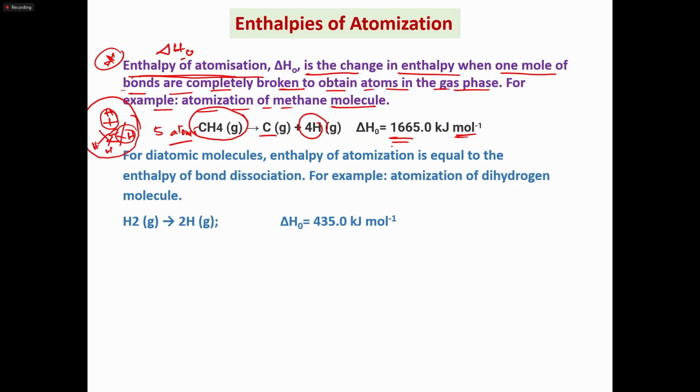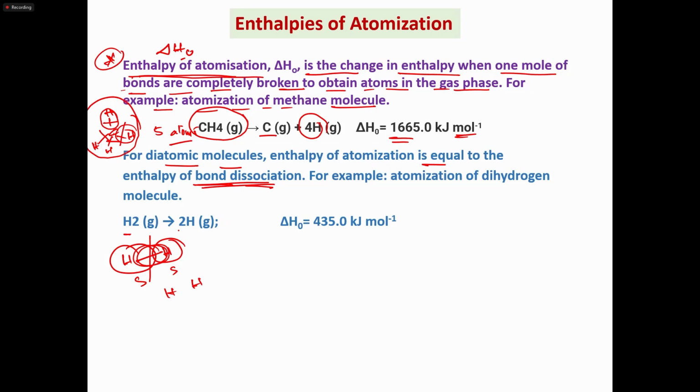Similarly, we can say the same for any diatomic molecule like hydrogen. Hydrogen, the H2 gas, has two hydrogens forming a sigma bond with the s orbitals. For a diatomic molecule, the enthalpy of atomization is equal to the enthalpy of bond dissociation, because only one bond is present. To break this bond, we get the hydrogen atoms. So for a diatomic molecule it is equal to the enthalpy of only one bond dissociation.